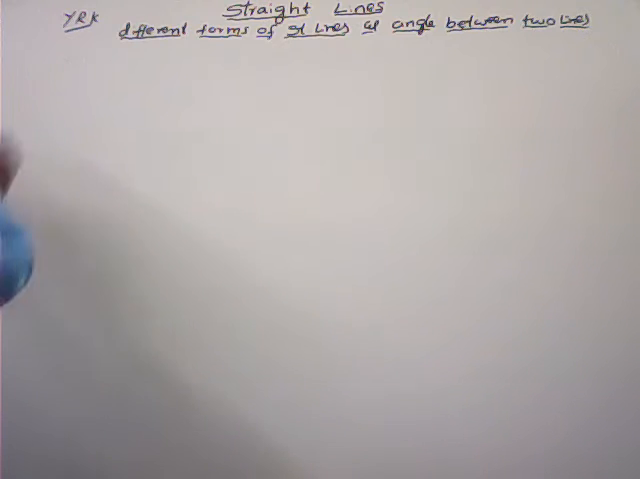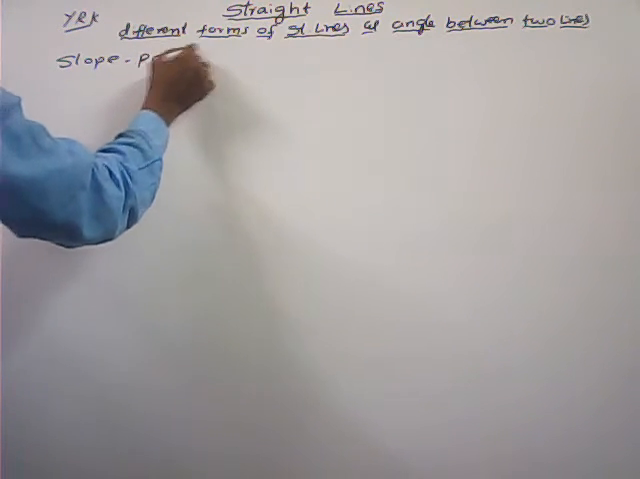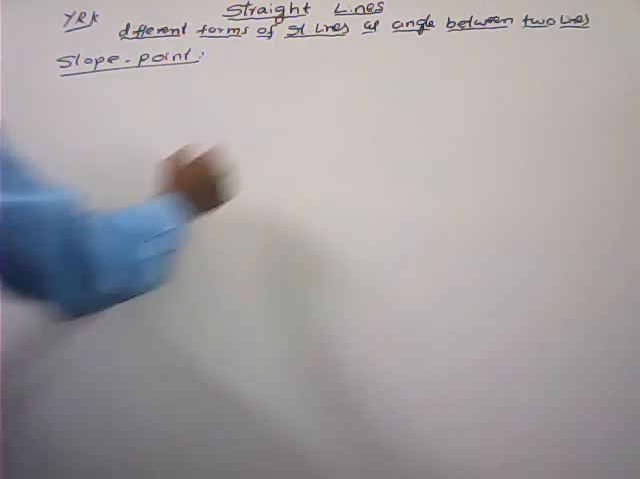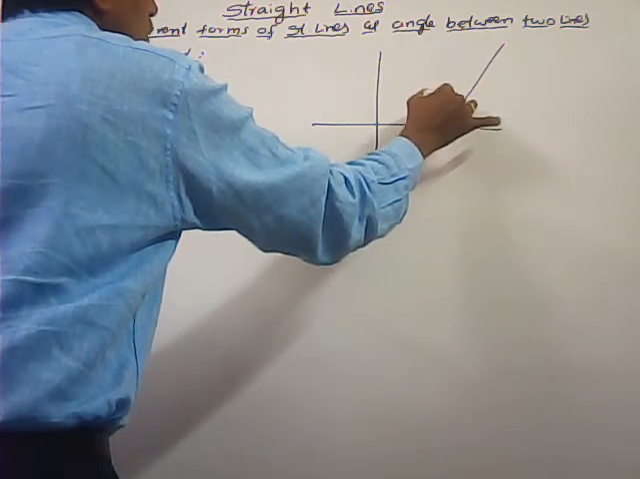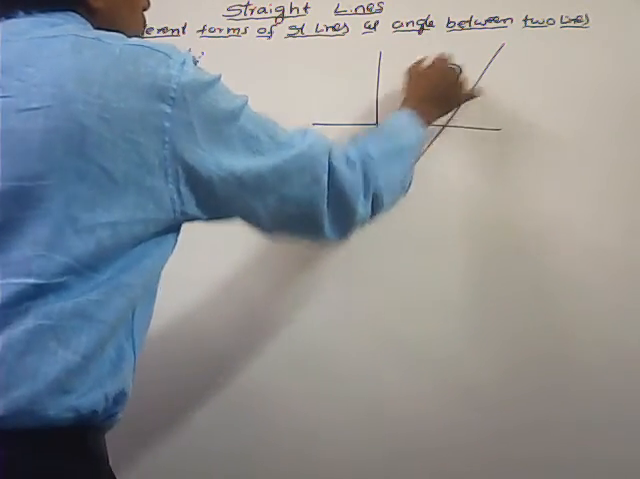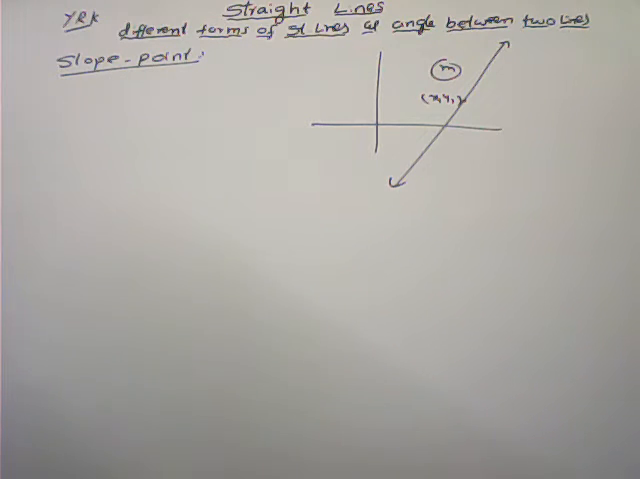Next, slope point form. What is the slope point form? Equation of the line that passes through the point (x1, y1) and having the slope m. Only these 2 conditions are given. See, to find the equation of the line, different conditions are there. We are going to discuss all these conditions, in which conditions we find the equation of the line. Here the slope and the point are given. In that condition also we can get the equation of the line.